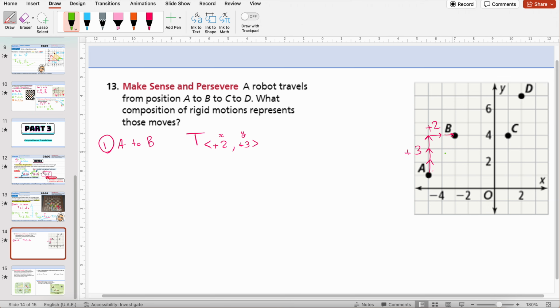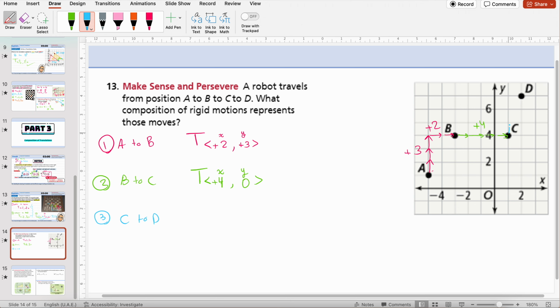Second translation, from B to C. What happened? I only moved 1, 2, 3, 4 to the right. Nothing up, nothing down. So the translation will be, on the x to the right, I moved 4. On the y, I did not move up or down, so I put it as 0. Now the last one, I moved from C to D.